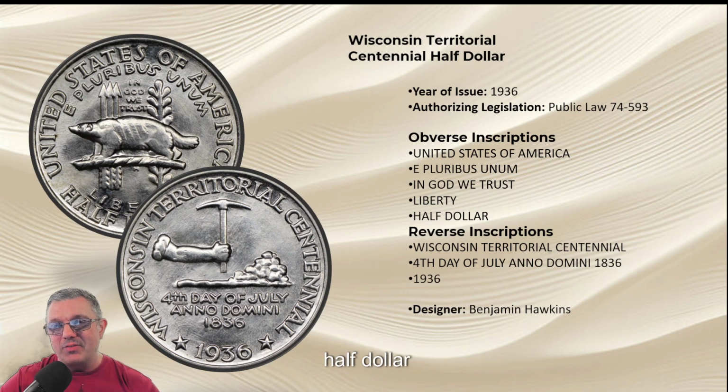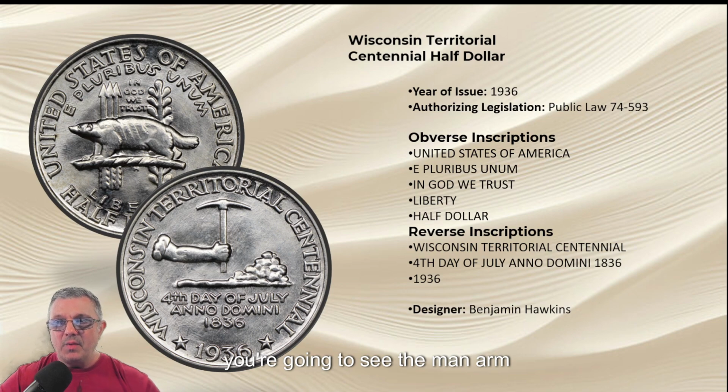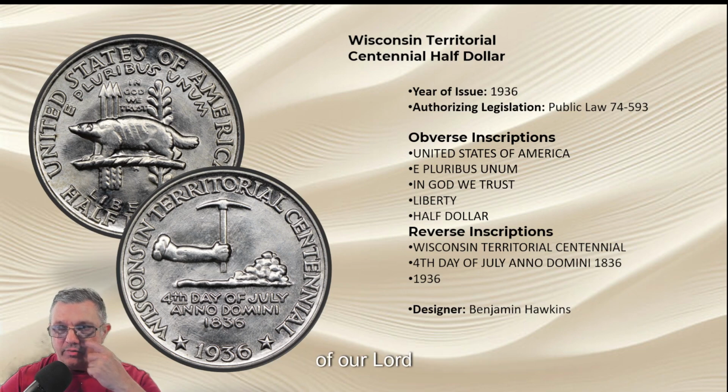Territorial Centennial Half Dollar, the 100th anniversary of the establishment of the government of Wisconsin. Now you see the badge or the symbol of Wisconsin, and then when you flip that over, you're going to see the arm holding a pike amongst a pile of ore, signaling the main output of this particular element during this time frame. The 4th day of July in the year of our Lord, 1836, Anno Domini, meaning the year of our Lord.